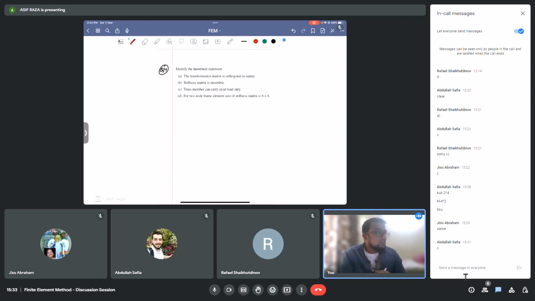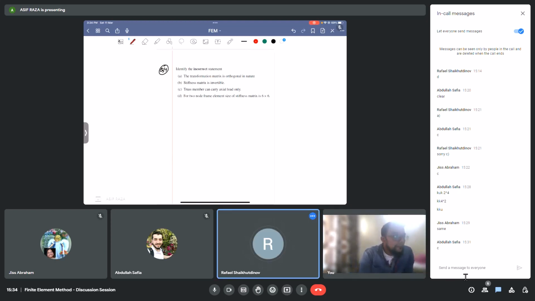Identify the incorrect statement. The question statements are: the first statement is the transformation matrix is orthogonal in nature. Second option is stiffness matrix is invertible. Third is truss member can carry axial load only. And fourth statement is for two node frame element size of stiffness matrix is 6 by 6.